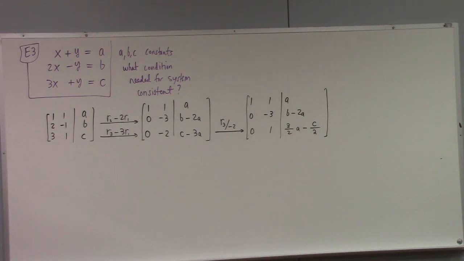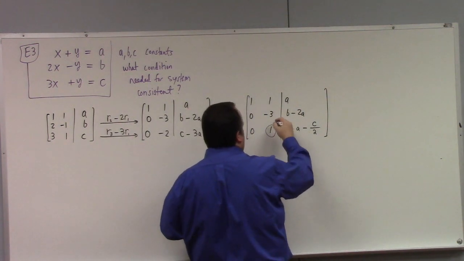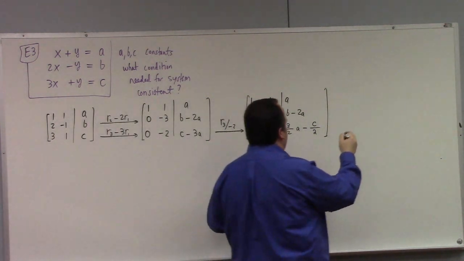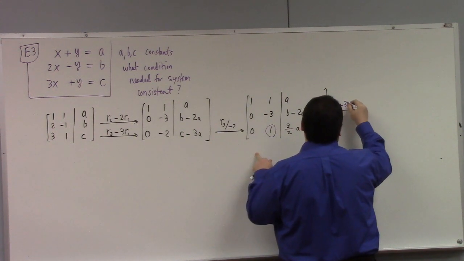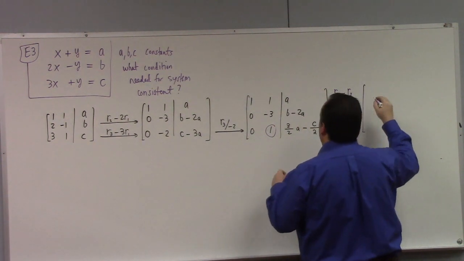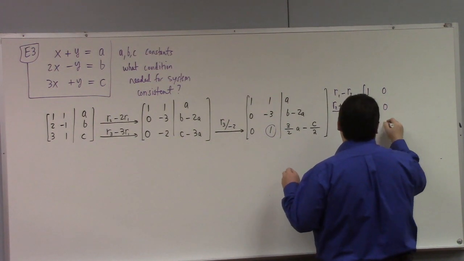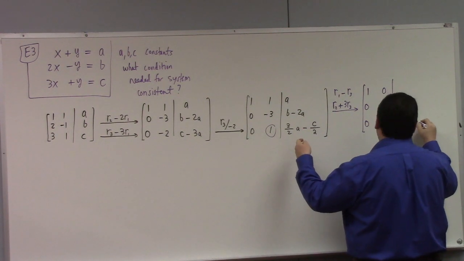Okay, and then I can use that 1 to clear these guys out, right? I can subtract off those 2 using the following moves: row 2 plus 3 row 3, and row 1 minus row 3. All right, so that's going to give me 1, 0, 0, 0, 0, 1. Nothing happens with the third one, so that's 3 halves A minus C over 2.